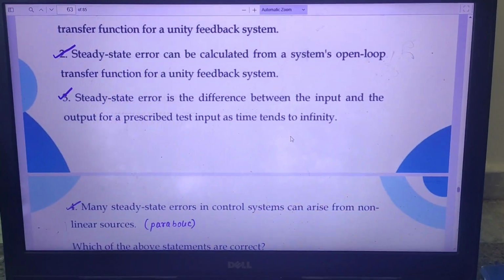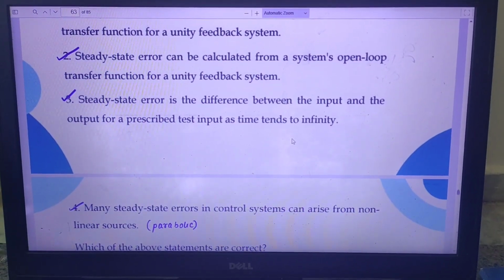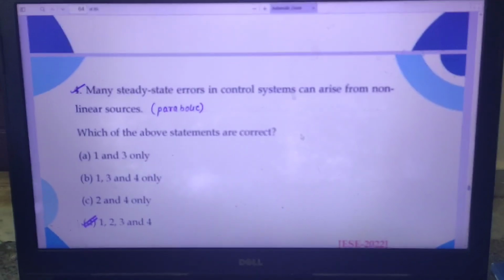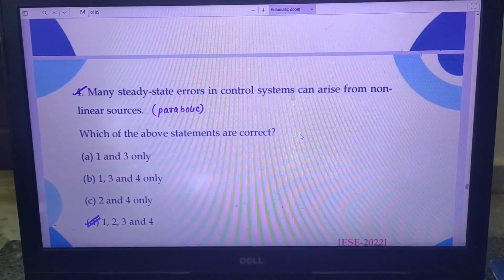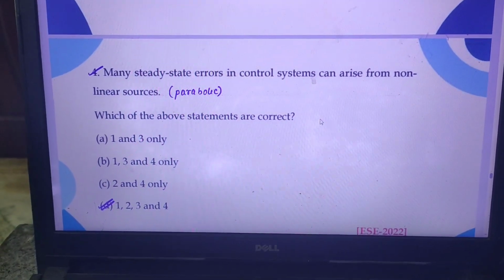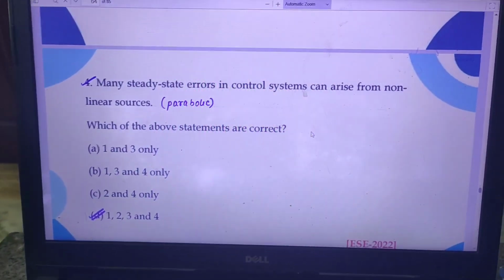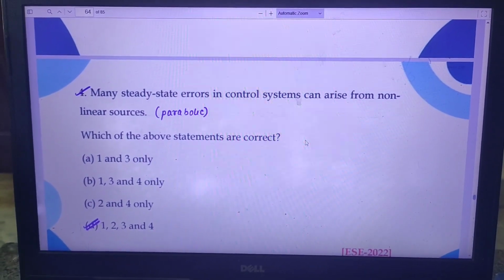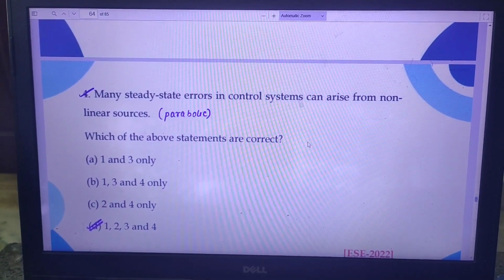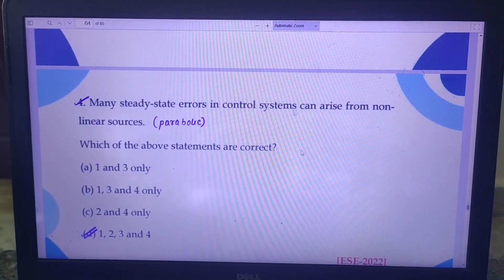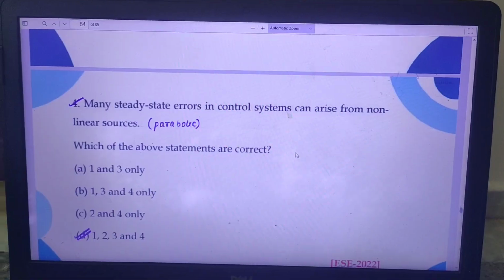Many steady state errors in the control system arise from non-linear sources. So in the given options, as per the answer key, 1 and 3 is correct, but as per Ankit Goel sir, 1, 2, 3, 4 is right. The given statement should be many steady state errors in control system can arise from non-linear elements, not sources.